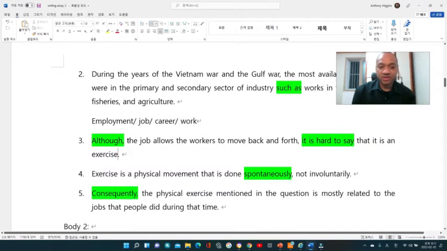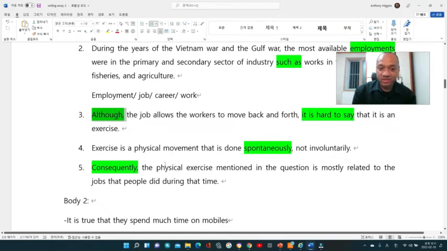Now, the third sentence. This is also a good word, "although." And look at this word carefully also for IELTS writing. So it says, although the job allows the workers to move back and forth, it is hard to say that it is an exercise.